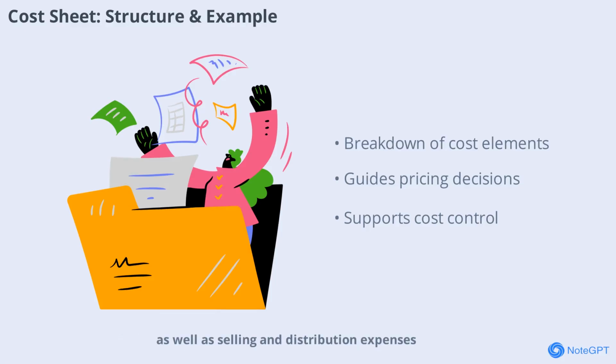Office and administrative overheads, as well as selling and distribution expenses, are included to determine the total cost or cost of sales. Finally, profit is added to arrive at the sales value. This structured approach not only ensures transparency but also helps management identify areas for cost control and efficiency improvements, making the cost sheet a vital part of cost accounting.